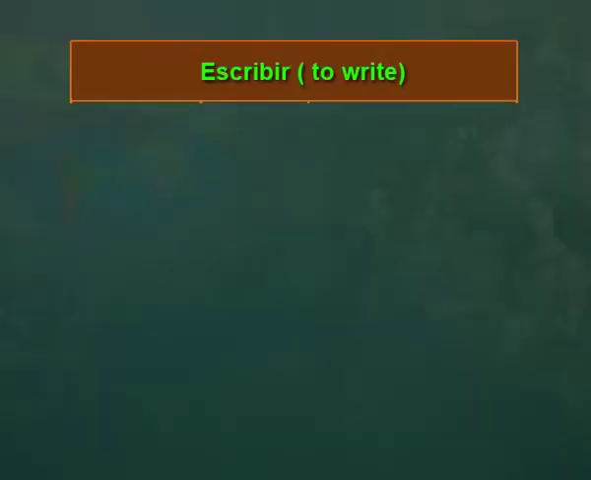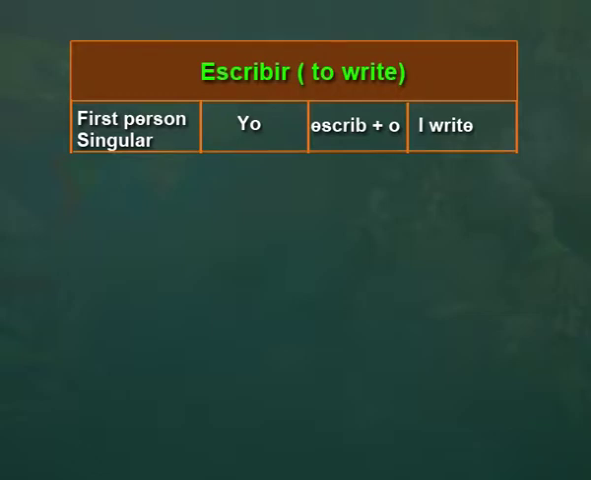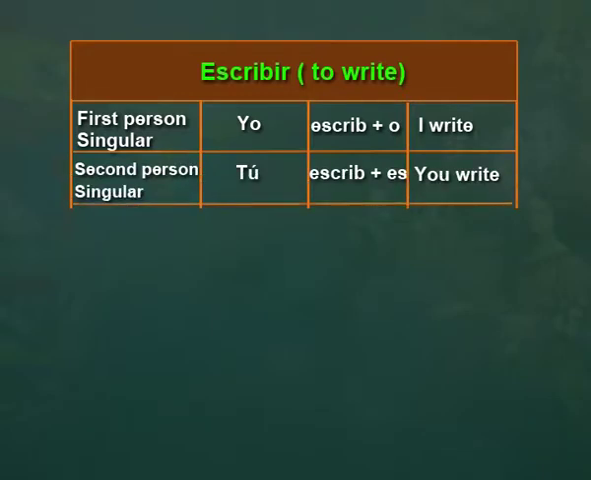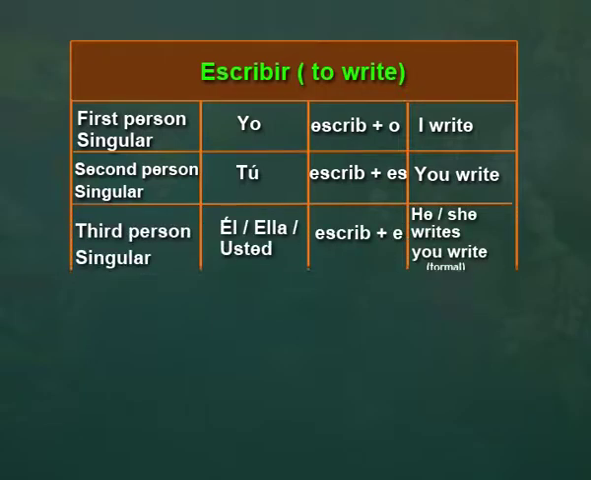Now, let us look at the conjugation and the suffix endings of the IR conjugation verbs. I am going to take the example of escribir, which is to write. First person, yo escribo, I write. Second person singular, tú escribes, you write. Remember that the second person, when we say tú, is informal and we use usted for formal conversation. Now, third person singular, él, ella escribe, he or she writes, or usted escribe, you write.